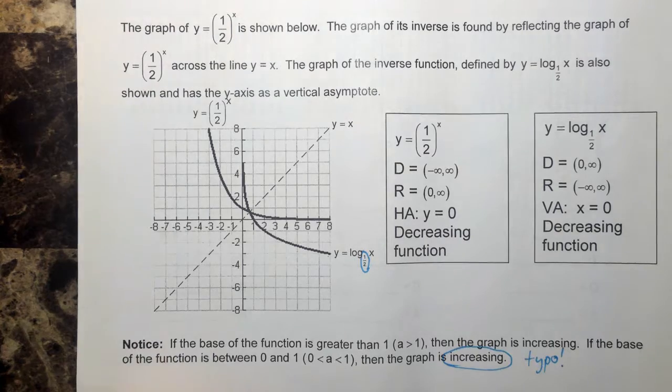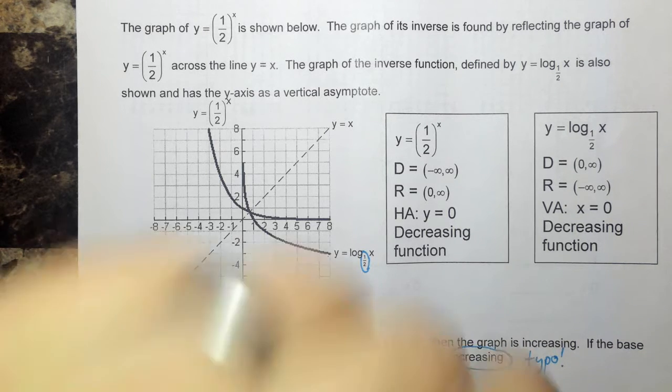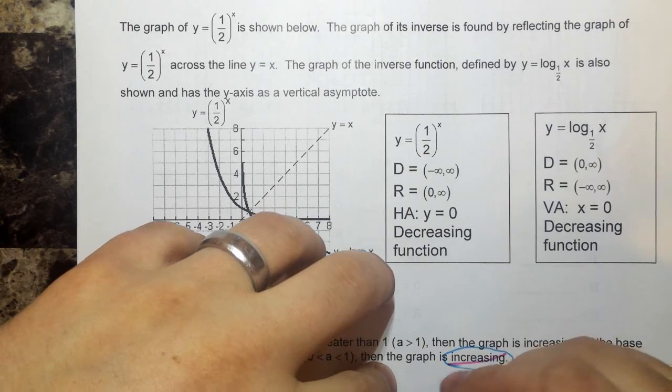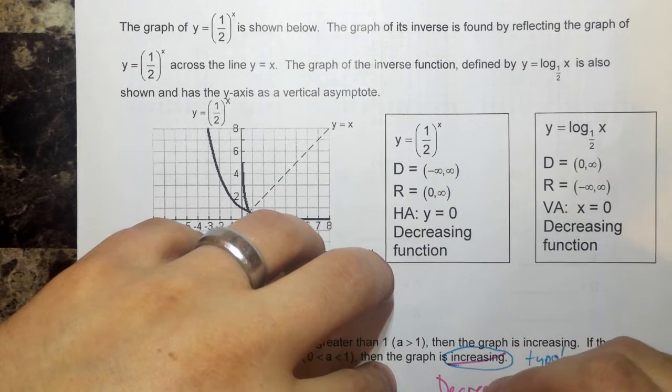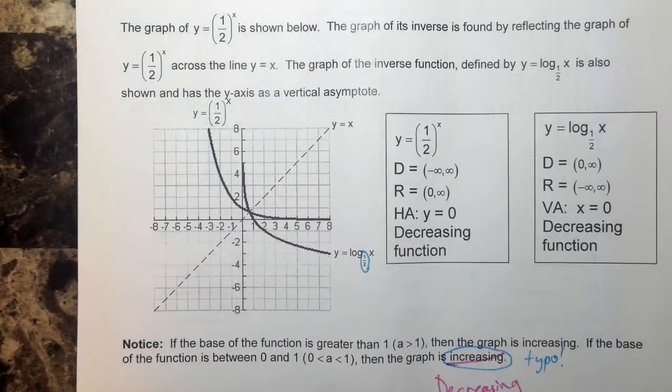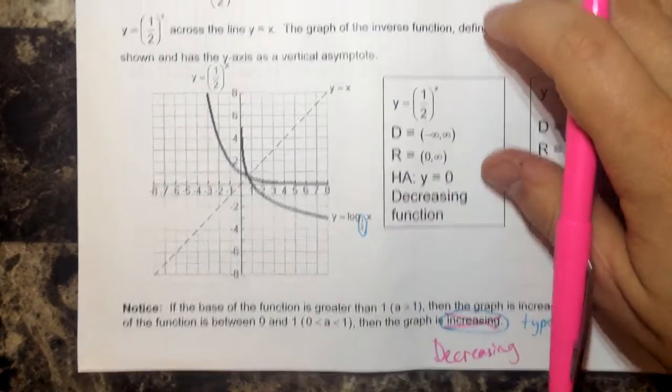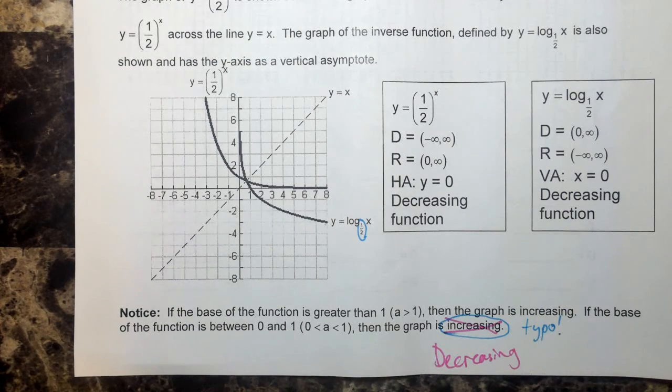Little typo here at the bottom. It says, notice if the base of the function is greater than 1, then the graph is increasing. That is correct. If the base of the function is between 0 and 1, then the graph is increasing again. No, that's a typo. That should say decreasing. So that's a little typo we have there. Okay, so that's just a little typo.